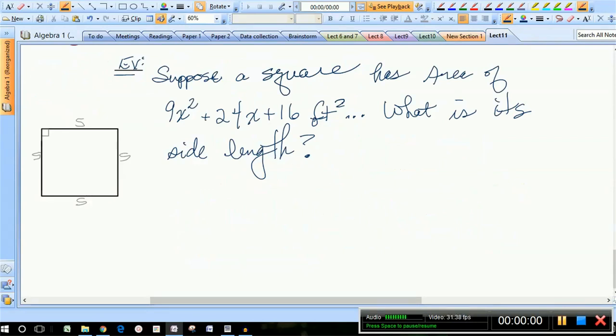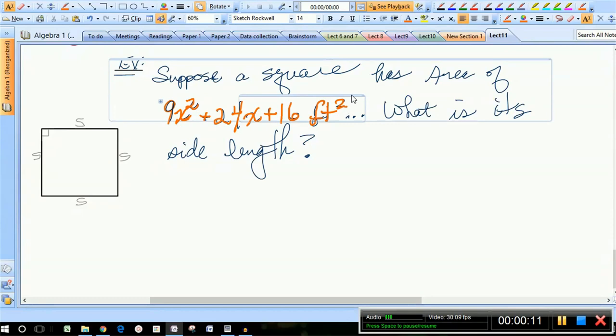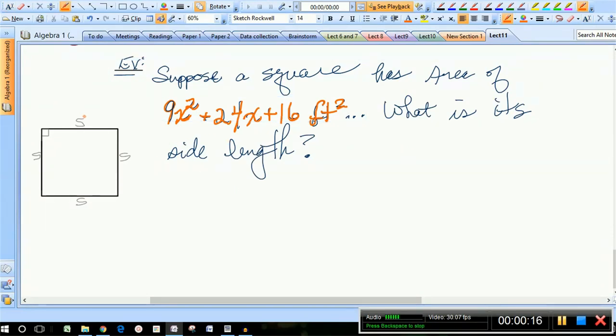Suppose we have a square that has an area of 9x squared plus 24x plus 16 square feet. In that case, what would its side length be? Remember that squares have the same side length, right? There are four of those same side measurements. And to find the area of a square, remember that we merely need to square the side, or multiply side times side.